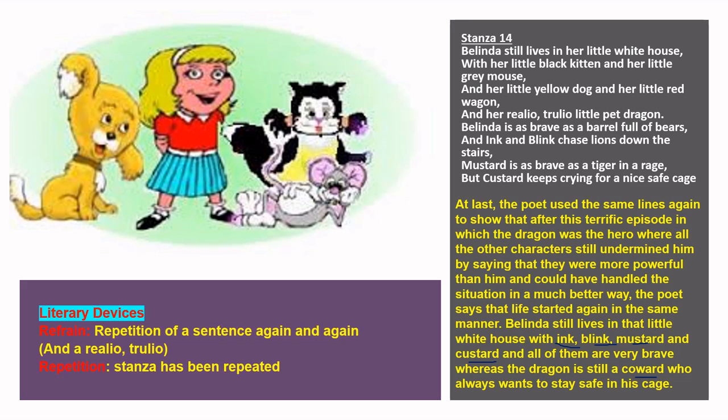Now some literary devices used in this stanza are refrain, the repetition of a sentence again and again, and a really truly little pet dragon, as you can see here. Then repetition: the whole stanza has been repeated, you see here. Belinda is as brave as a barrel full of bears, and Ink and Blink chase lions down the stairs. Mustard is as brave as a tiger in a rage, but Custard keeps crying for a nice safe cage.